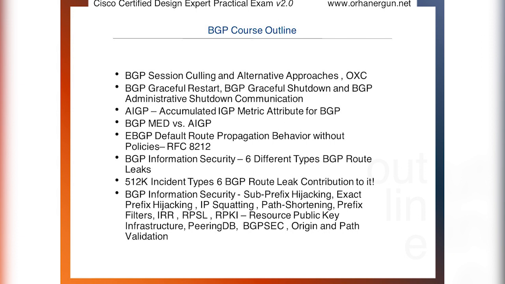So RFC 8212, EBGP default route propagation behavior, we have a new RFC for that. And after understanding why it is necessary, we will look at 6 different types of route leaks. So in BGP information security, what is a route leak? BGP route leak is a critical topic.